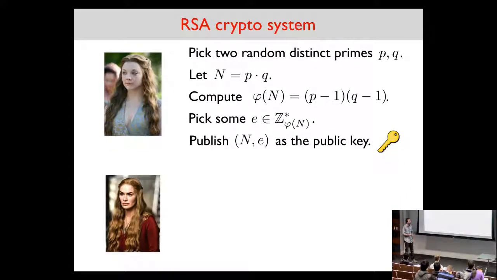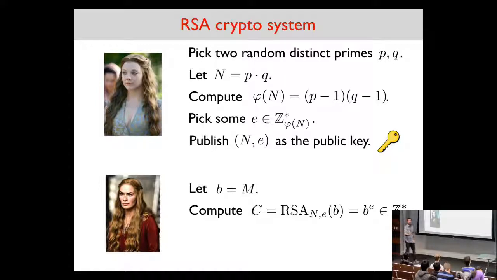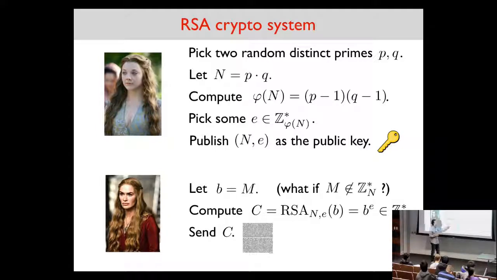Now, Cersei, when she wants to send a message, what does she do? She says, okay, my base that I'm going to use for the RSA function is going to be the message itself, m. And then she computes the ciphertext, b to the e, or m to the e. Raise it to that exponent e. And then you send, of course, that c.